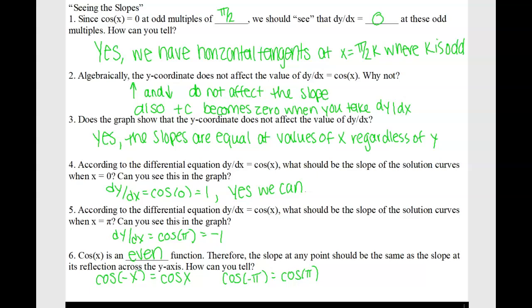Cosine of x is an even function, therefore the slope at any point should be the same as the slope at its reflection. How do we see this? So again, it's even, so it's reflected. We should be able to see that within our graph. Okay.